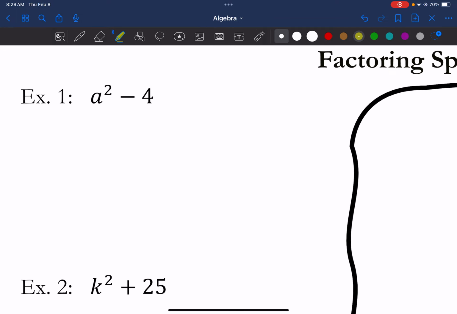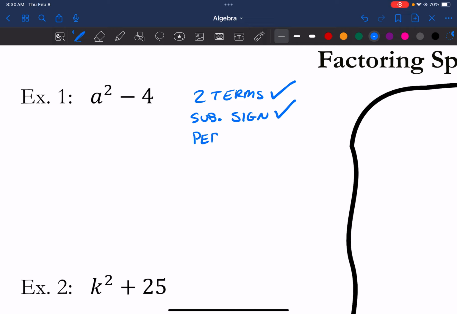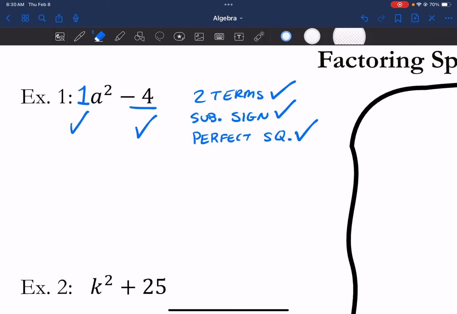When we look at example number 1, we're looking to see, are there two terms? In this case, yes. Is there a subtraction sign? There is. Are they perfect squares? So now I'm looking at the numbers. I have a 1 here and a 4. 1 is a perfect square, 4 is a perfect square. So yes, they are perfect squares. Do not forget that 1's a perfect square, 1 times 1. That always tricks people up.